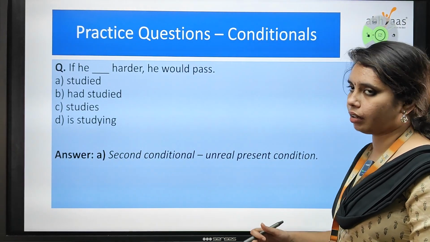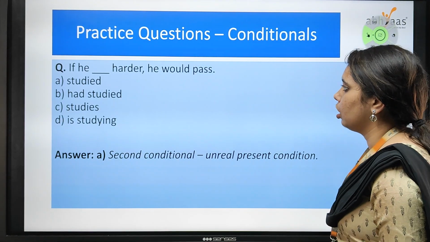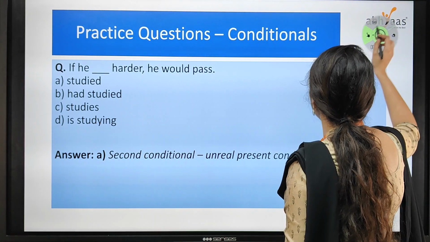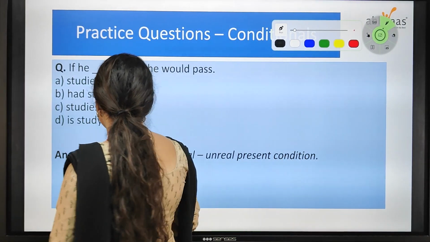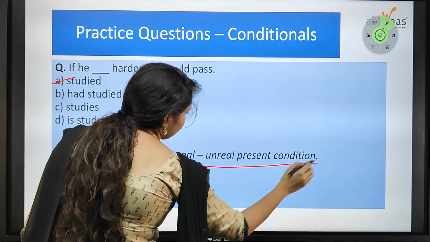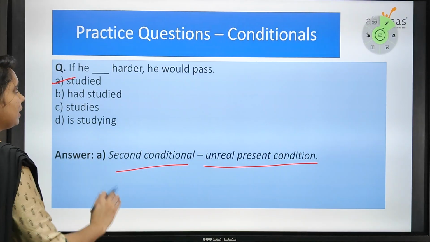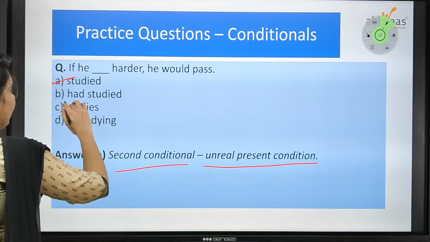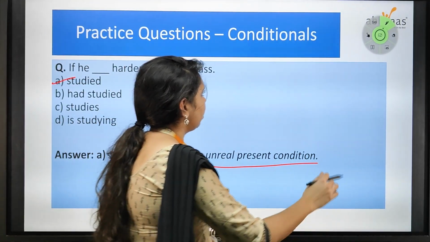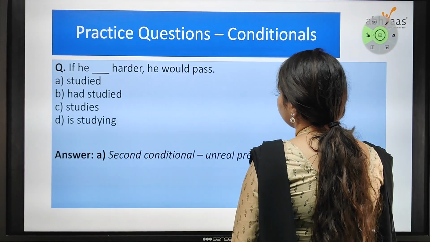Okay, generally that occurs in your second or third case, right? So if he studied harder, he would pass. So what would be the answer here? If he studied harder, because there's a second conditional verb. It's an unreal present condition given. Okay, it's an unreal present condition. So if he studied harder, he would pass, the result in the future.